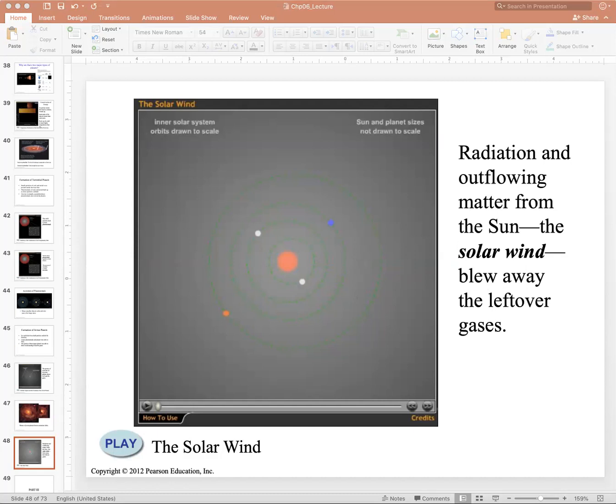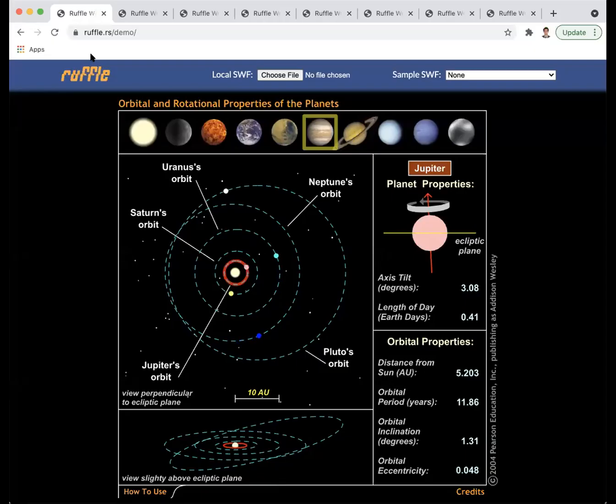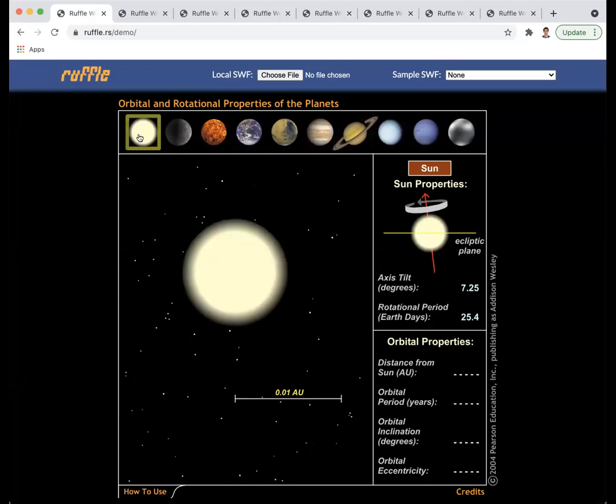So let me go ahead and share another page with you. So here we go. So this is what I was talking about. So planets are in different forms. So let's start with our sun. The axis tilt is about 7.25 degrees, and the rotation period is about 25 Earth days. So the sun rotates around itself every 25 days or so.